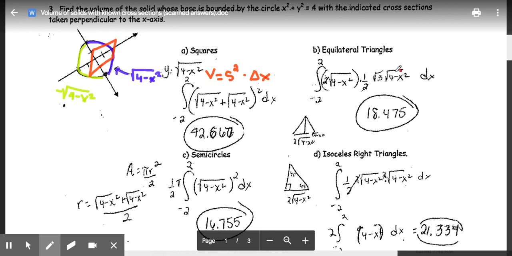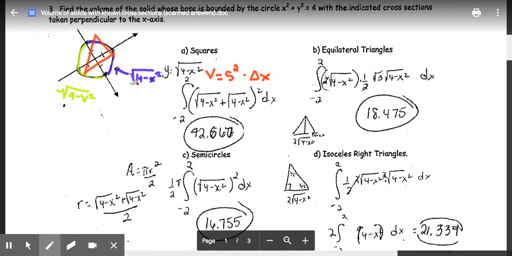An equilateral triangle, all right, let me, I never used the eraser, so hold on. Oh, look at that. Okay, equilateral triangle.